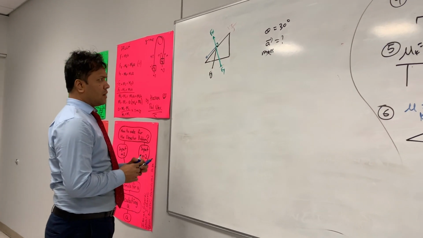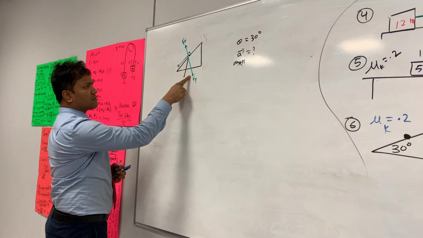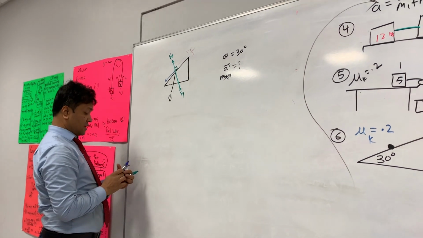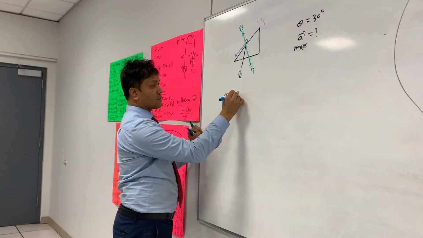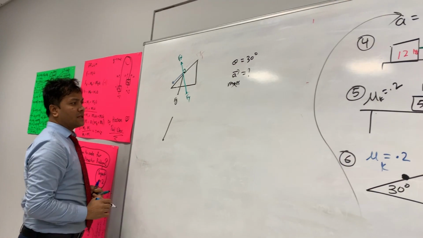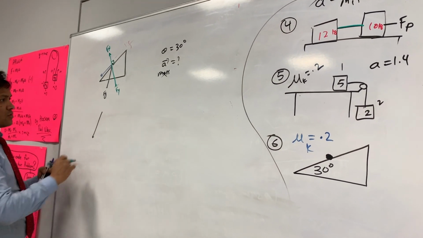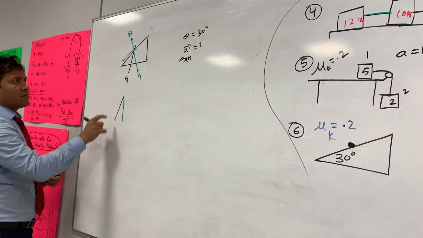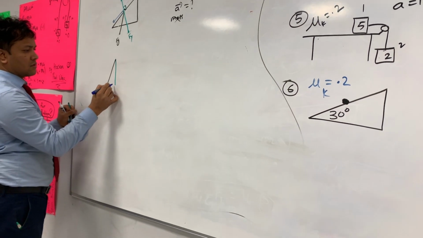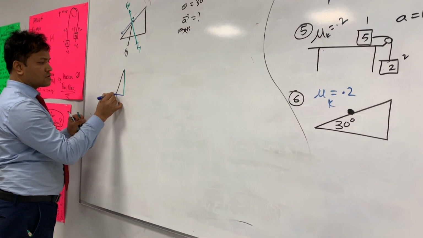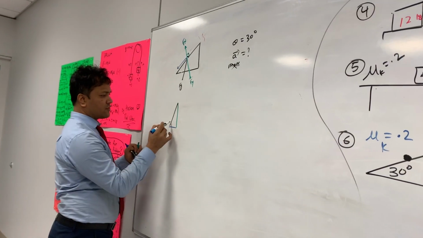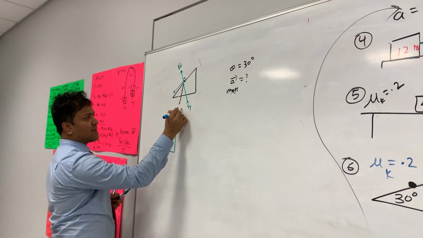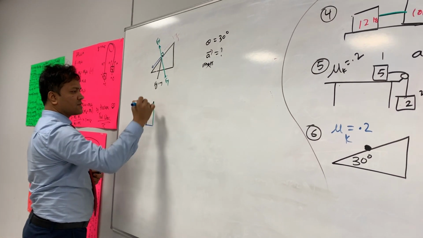Okay, so now I'm going to bring these three, the black, the green and the blue, down here. Let's first draw the black one, then the green one, and then the blue one. So what I have essentially is a right angle. The black one is what? Fg. Fg can be called mg, so I'm going to call this one mg.